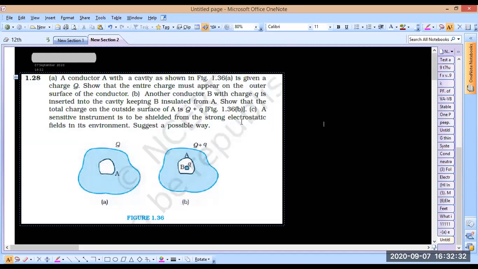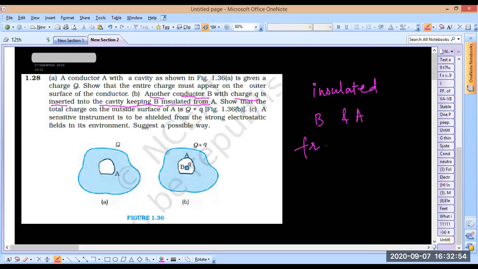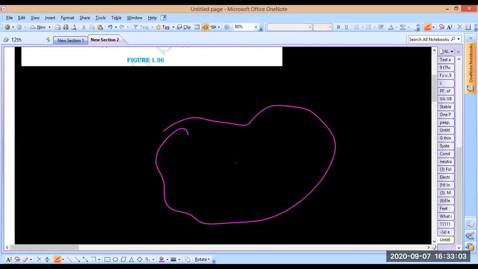Right. B, another conductor B with charge Q is inserted into the cavity keeping B insulated from A. Insulated means charge will not flow from B to A, right? B and A are insulated from each other. Means charge will not flow from B to A. Look at the figure. So what is given? There is a big conductor A, all right? Inside that there is a cavity. So this is a cavity.